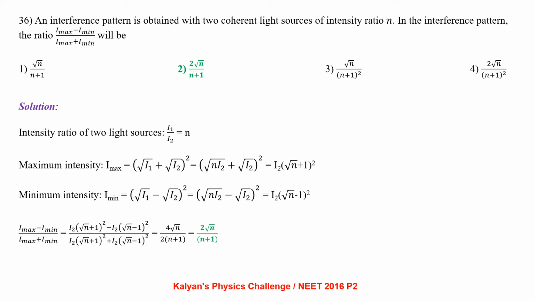On similar lines, the minimum intensity is (root I1 minus root I2) whole squared, that is I2 times (root n minus 1) whole squared. When you take the ratio, it is 4 root n by 2 times (n plus 1). That comes out to be 2 root n by (n plus 1).